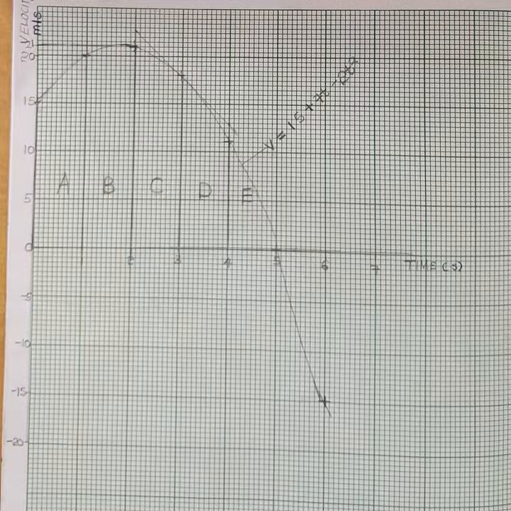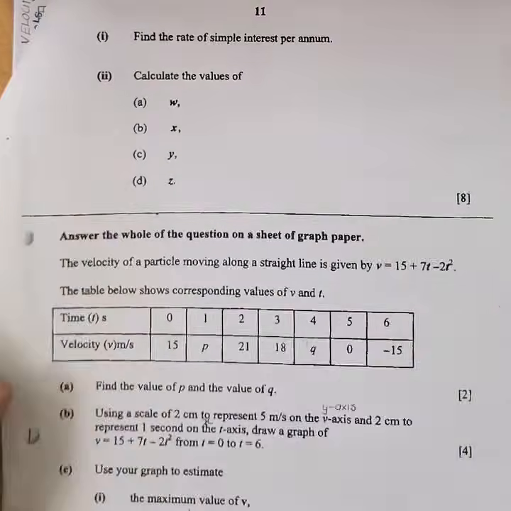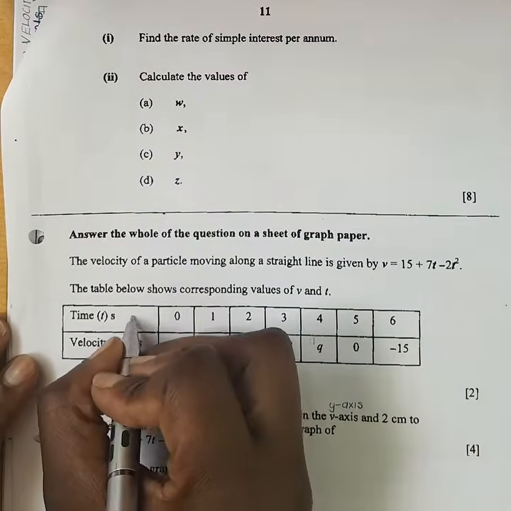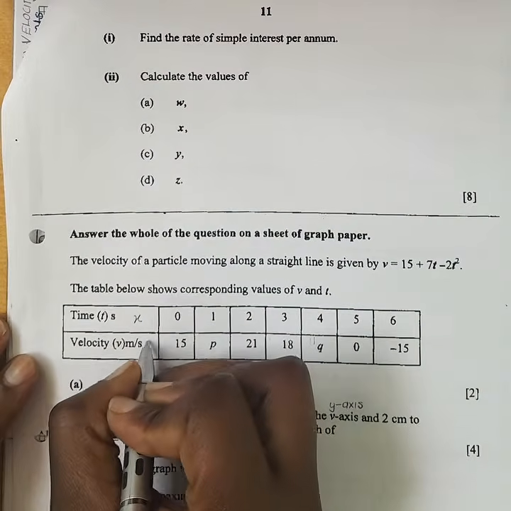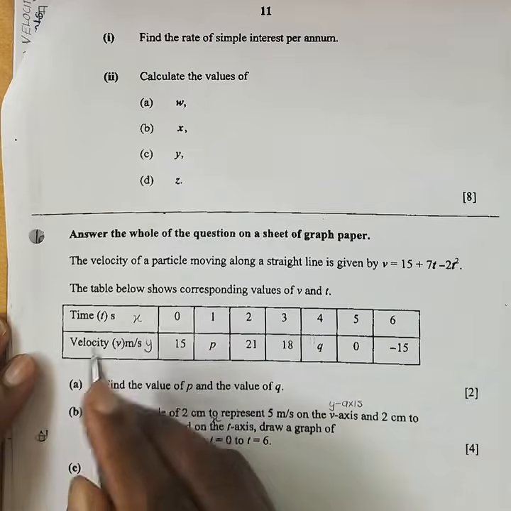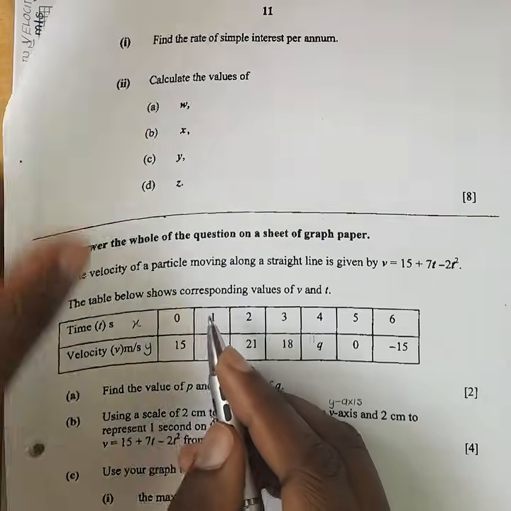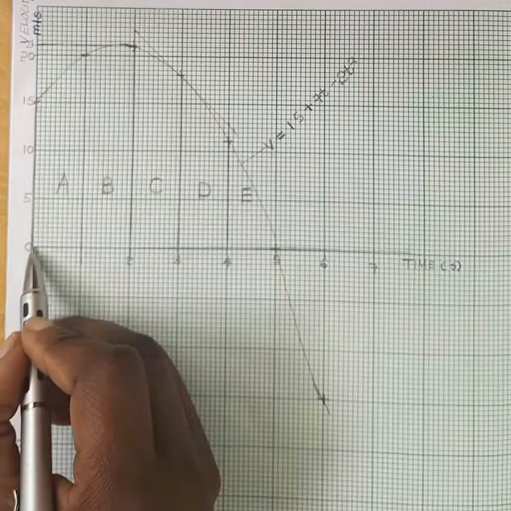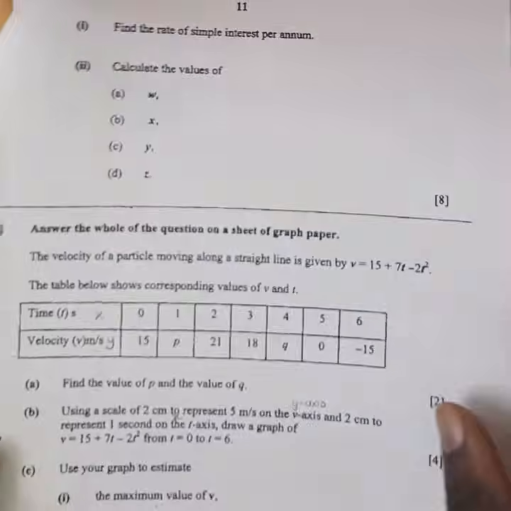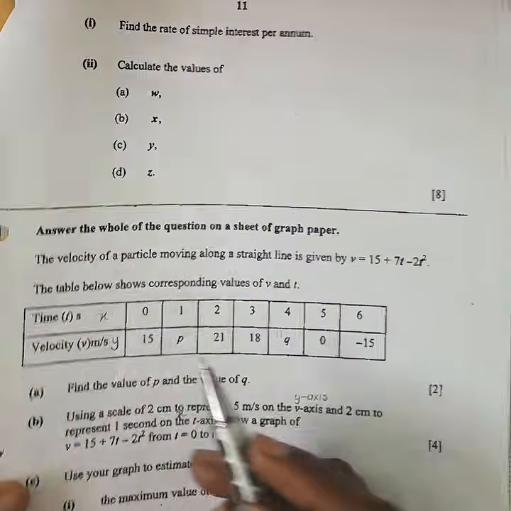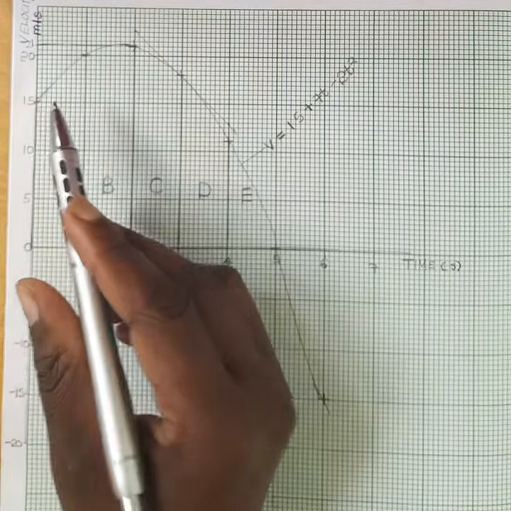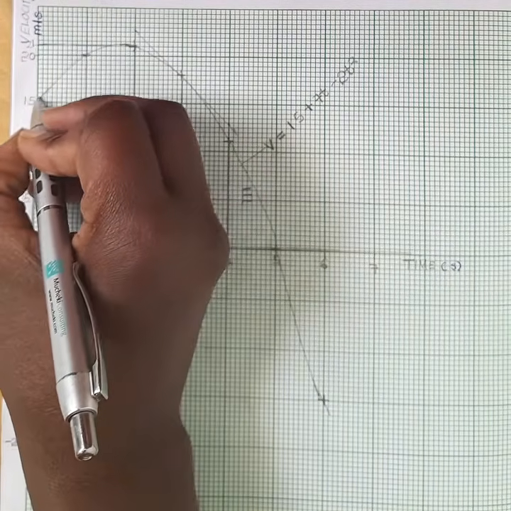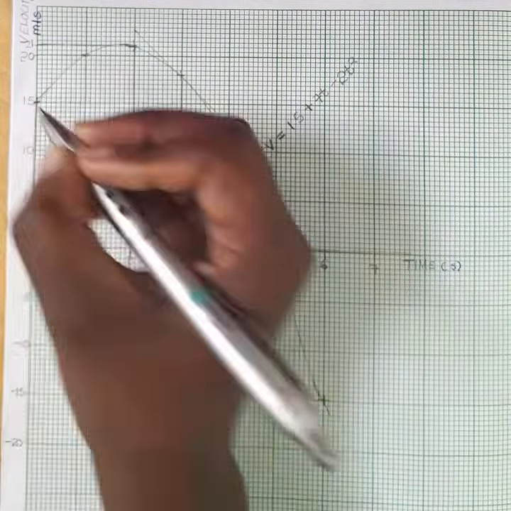I'm going to show how you plot the graph. So we are saying that t is our x-axis and then velocity is our y-axis. When x is equal to 0, our y is going to be equal to 15. So 0 should be in line with this 15, so we are going to plot a point here.